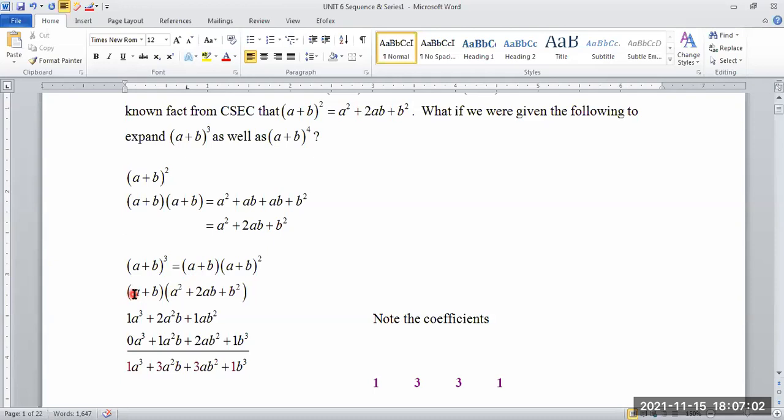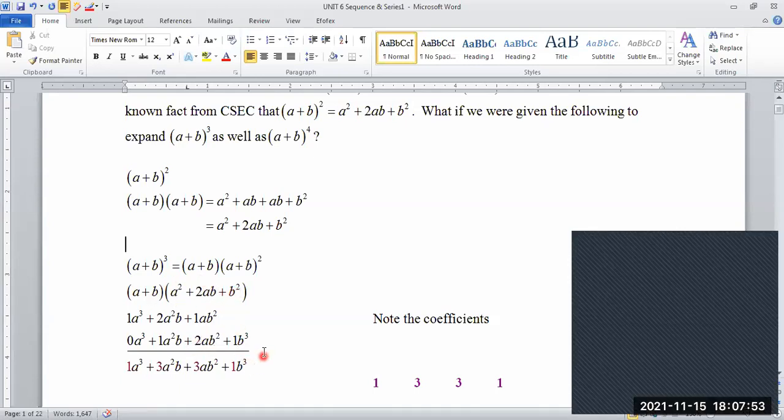Watch me. Each term here is going to be distributed over this here. A times a squared is a cubed. A times 2ab is going to be 2a squared b. A times b squared is ab squared. I'm finished with the a's, so I'm going to move on to the b. B times a squared is a squared b, right here, and b times 2ab is going to be 2ab squared, which is right here, and b times b squared is b cubed, which is right here. When I'm adding, I put this 0a squared here as my placeholder, 1a cubed, I put it back, nothing to add it with. 2a squared b plus 1a squared b is 3a squared b.